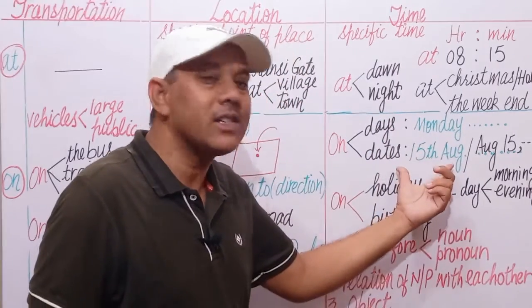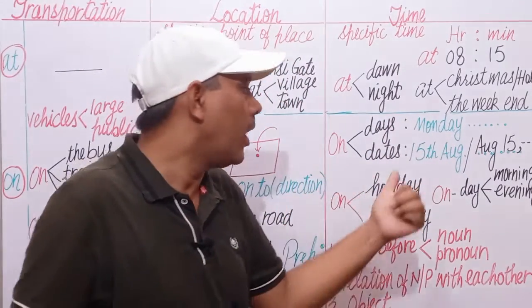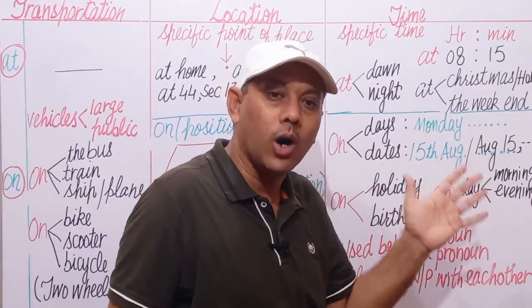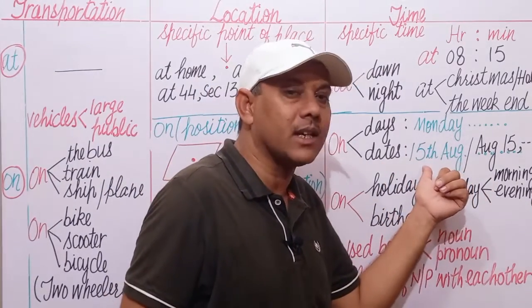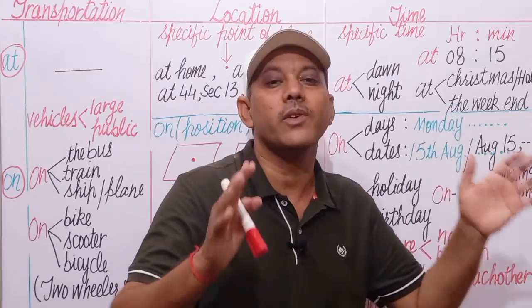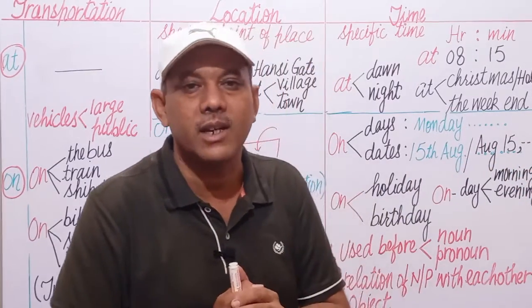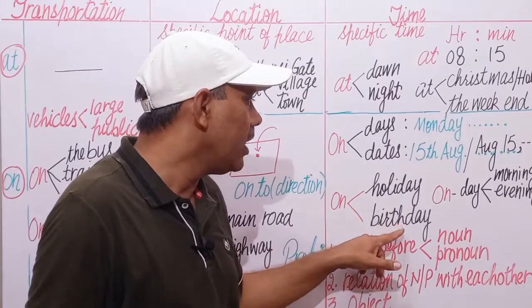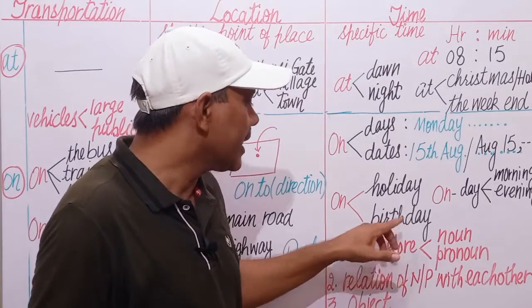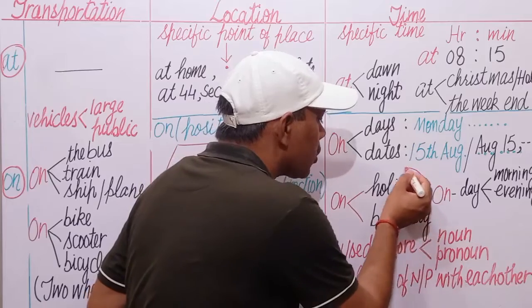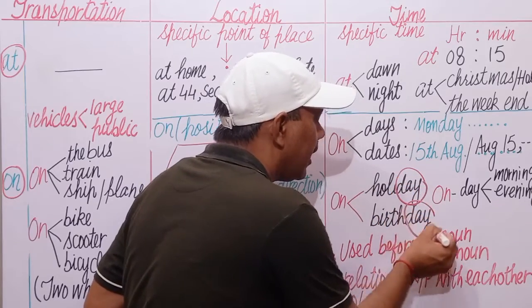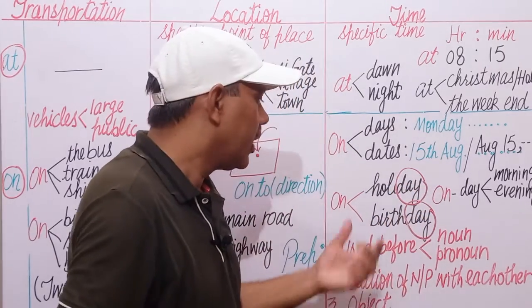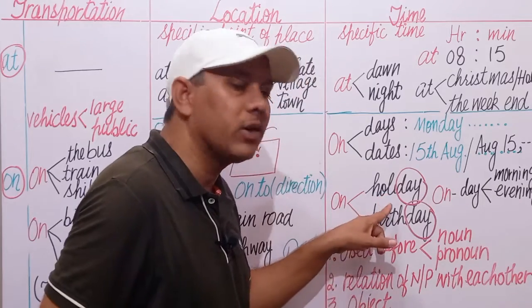When did India get freedom? India got freedom on 15th of August. और इसको हम इस प्रकार से भी लिख सकते हैं on August 15 of 1947. Next is on holiday, on birthday. For example, all the words, most of the words having day as a suffix, we use on before them.